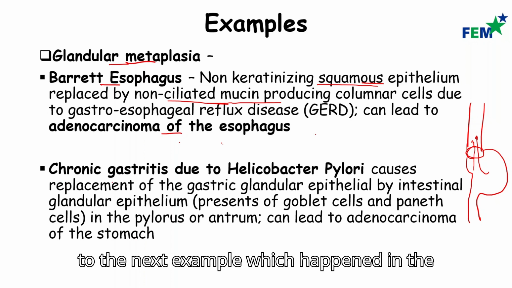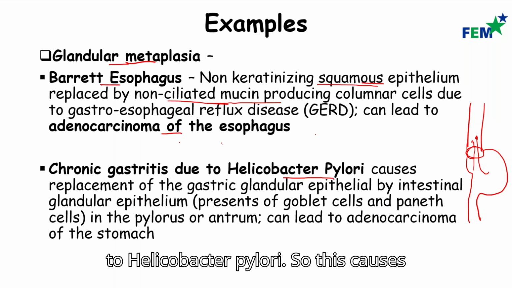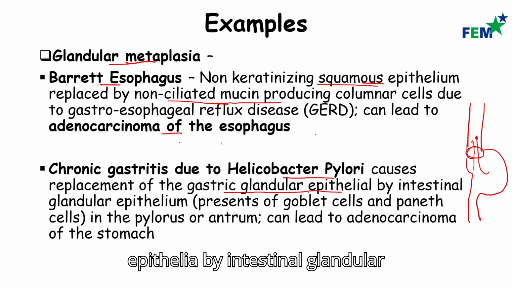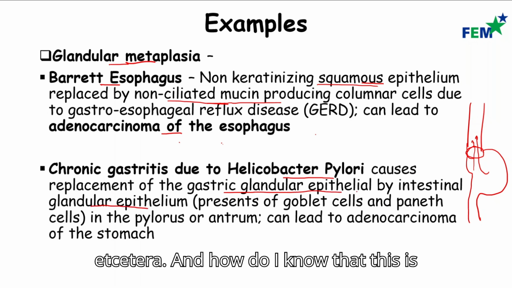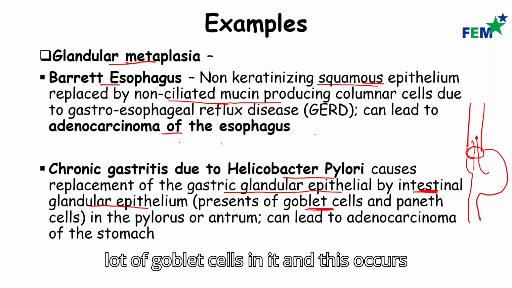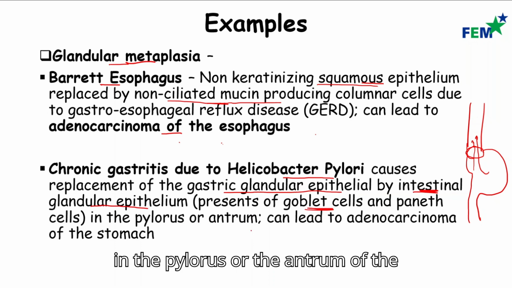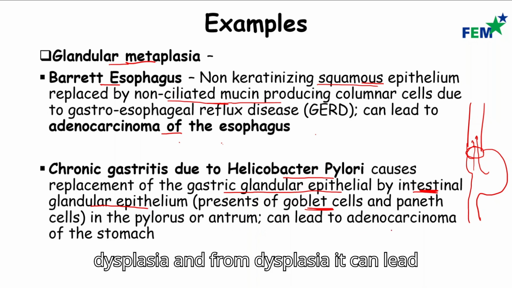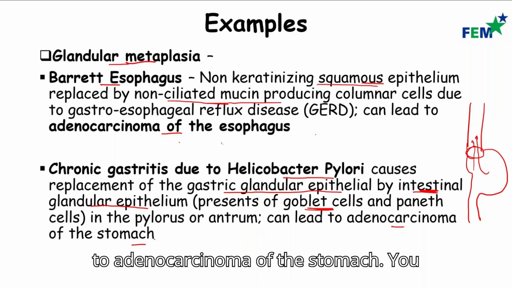Moving on to the next example, which happens in the stomach, which is chronic gastritis due to Helicobacter pylori. This causes replacement of the gastric glandular epithelia by intestinal glandular epithelia. And how do I know that this is an intestinal epithelia? Because I see a lot of goblet cells in it. And this occurs in the pylorus or the antrum of the stomach. And this can lead to dysplasia, and then from dysplasia, it can lead to adenocarcinoma of the stomach.